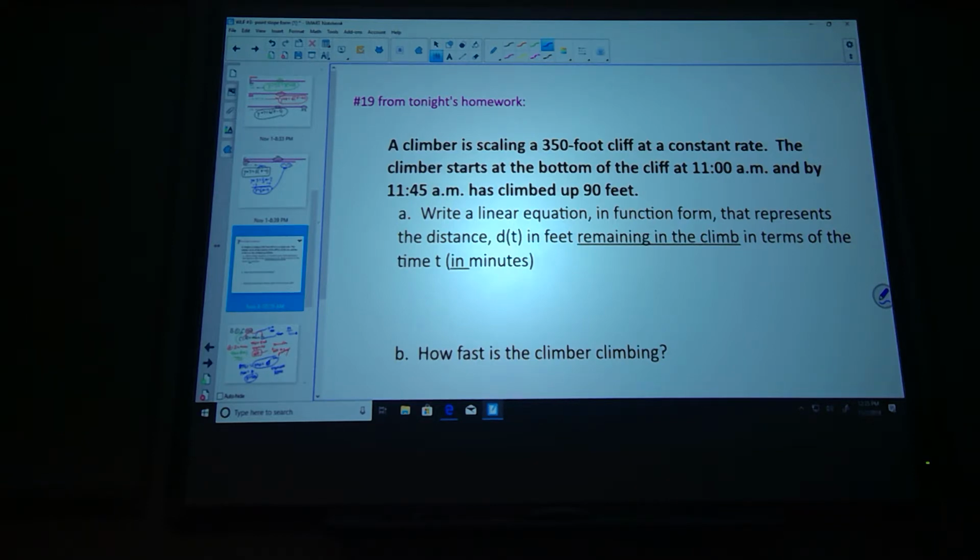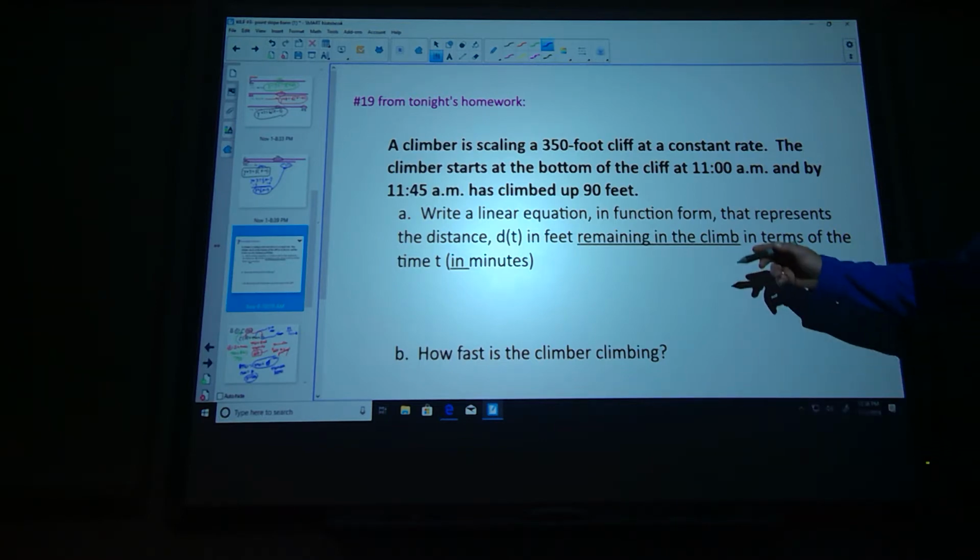The climber starts at the bottom of the cliff at 11 a.m., and by the time it's 11:45 a.m., he has climbed up 90 feet. So it took him 45 minutes to climb 90 feet. 350 minus 90 is 260. He's not at the top yet, right? So he still has a distance to go.